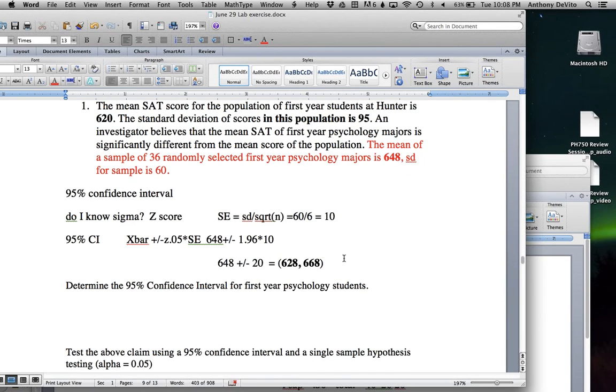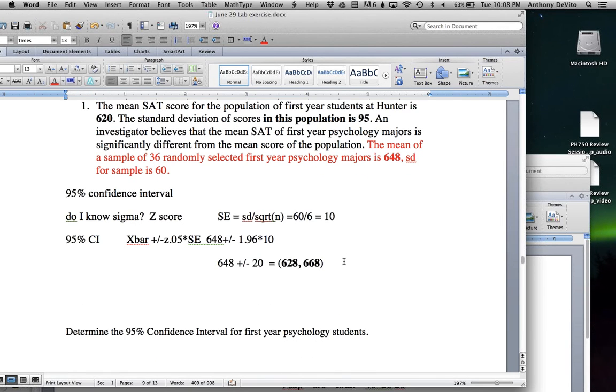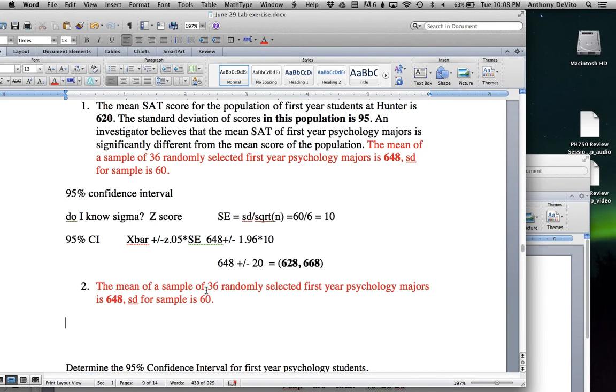Okay, but before we do that, I want to look at the effect of changing the sample size here. So now I'm going to go back here, copy this, and paste it here. And I'm going to change this from a sample size of 36 to a sample size of 25. Let's see what the effect of this is going to be.